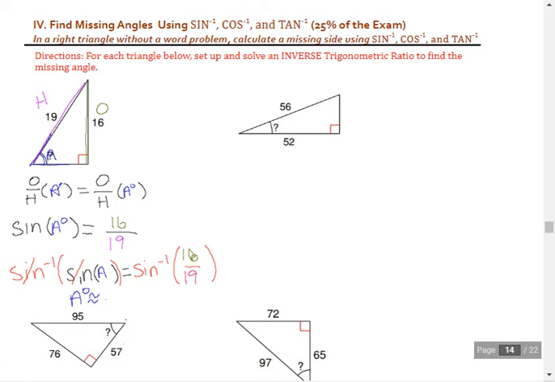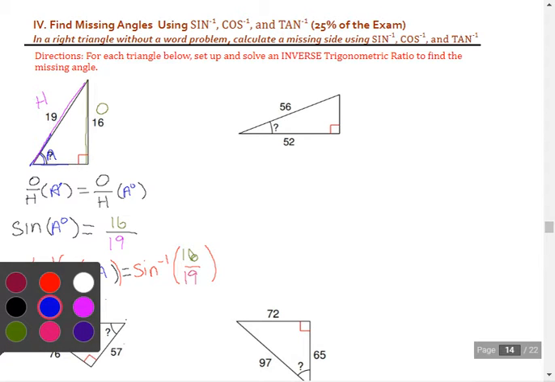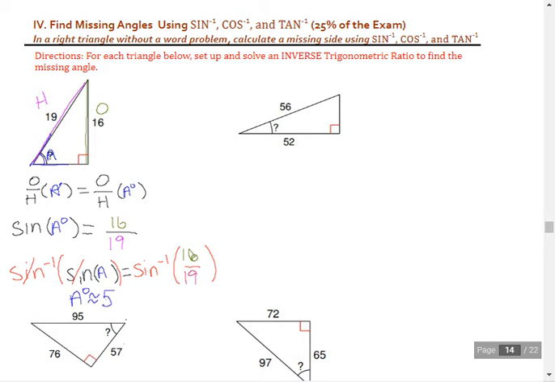Okay, so grabbing a calculator, let's decimalize 16 over 19 first. 16 divided by 19 is 0.842. We apply a second sine, inverse sine, and our angle value is around 57 degrees. So we have 57.363 degrees. All right, so reference angle.